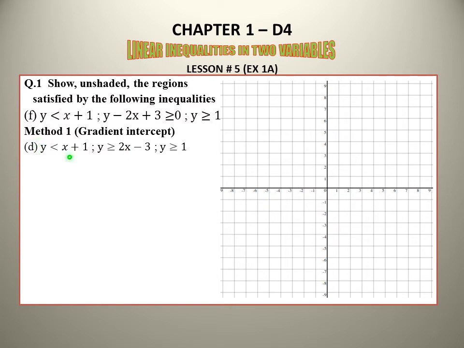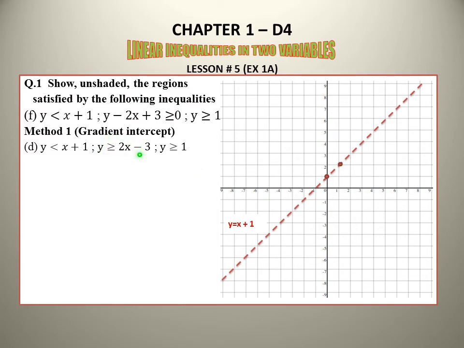Because this inequality is written in gradient intercept form, its y-intercept is 1. We will place a dot at this point. Its gradient is 1 plus 1, so it means 1 over 1. Rise is 1 and run is also 1. So joining these two, we will get a straight line and label this line.